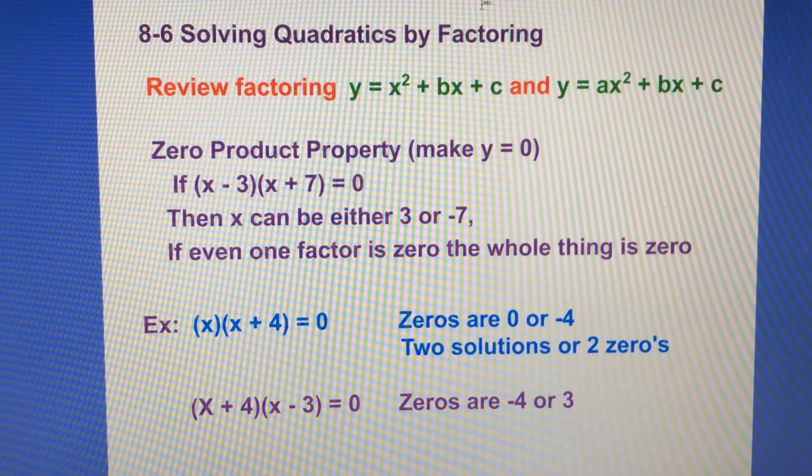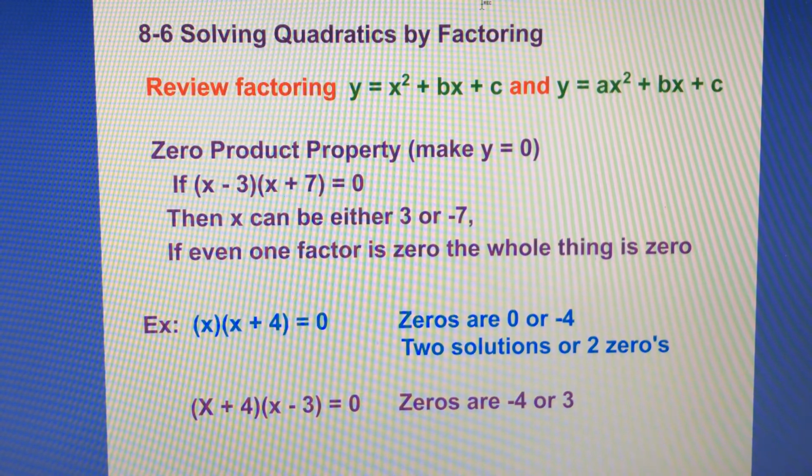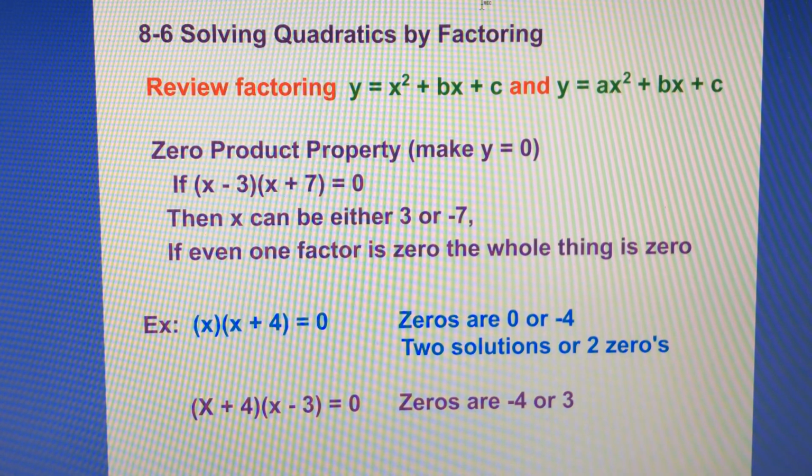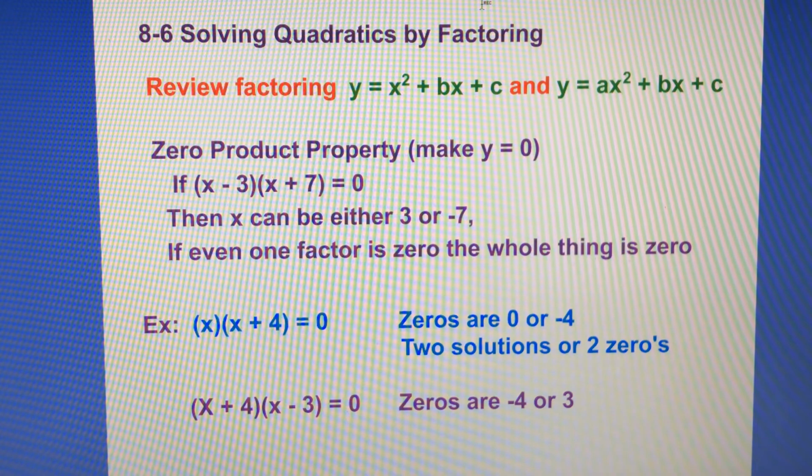Okay, we are now ready. We already just got done doing quadratics, solving quadratics by graphing, which of course isn't that much fun. But now we're going to solve quadratics by factoring. Okay, all the way back to chapter 7 where we factored a trinomial, a quadratic trinomial, and we factored it.